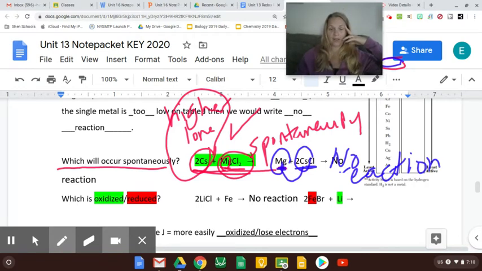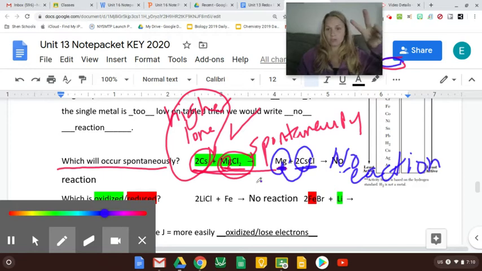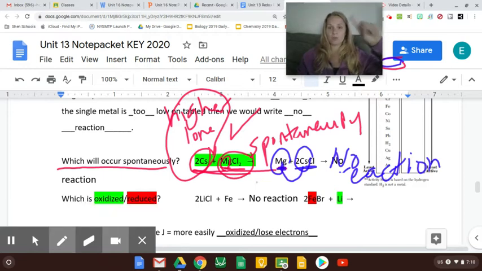All right. So there are two things you can use table J for here. One is the higher guy gets oxidized, the lower one gets reduced. And the other thing is, will a reaction happen spontaneously? Yes, if the lone guy is higher than the one in the couple. No, if the lone guy is not higher than the one in the couple. So just think of it as having to be higher to kick that one out.